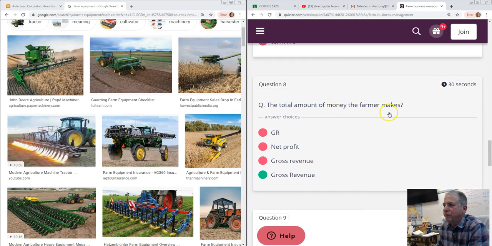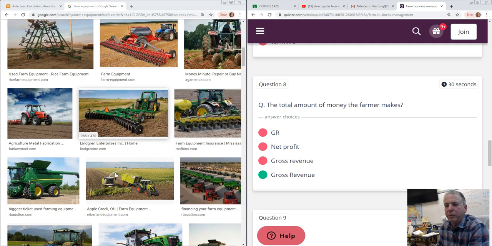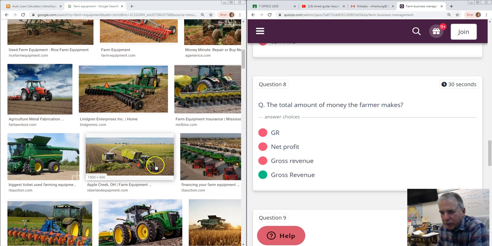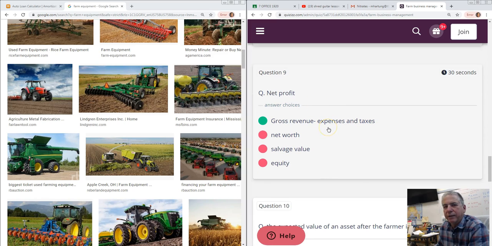The total amount of money the farmer makes. So the farmer grows all this stuff and then they sell it. And the total amount of money they make for selling all of it is something called gross revenue. They haven't subtracted out any expenses yet. It's just if they harvest this field of whatever this field is, I don't know what that is. Maybe it's wheat. Whatever this happens to be, when they sell that, the money they get for selling it is gross revenue. They will still have to pay expenses out of that money, but the initial money you get for selling something is called gross revenue.